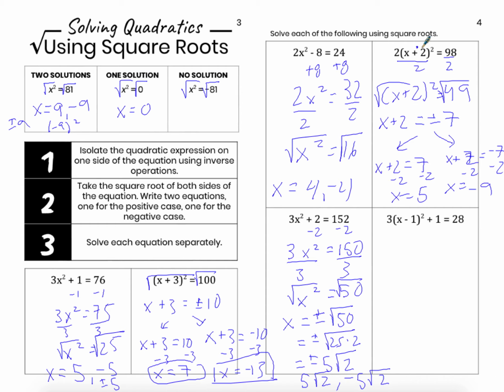If I plug that in here, 5 plus 2 gives me 7. 7 squared is 49, and 49 times 2 is 98. Plugging in negative 9 plus 2 is negative 7, so that gives me my negative 7 case. Negative 9 plus 2, negative 7. Negative 7 times negative 7 is positive 49. Positive 49 times 2 is indeed 98. This last example is just requiring me to perform an extra inverse operation. Again, just pretending this is an x and getting it by itself.